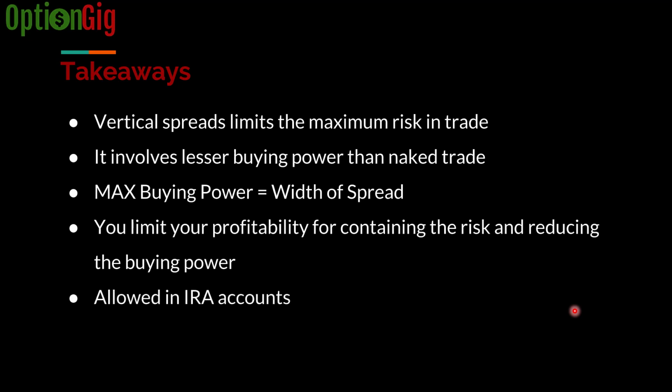Most important, vertical spreads are allowed in an IRA account. So if you have money lying in an IRA and you want to do option trading, this is the way to go, because naked option trades are not allowed. So now let's look at an example of how to set up these vertical spread trades on the Thinkorswim platform.